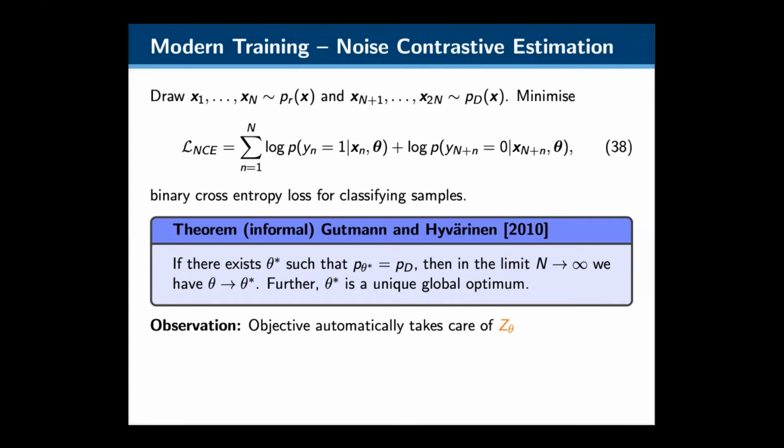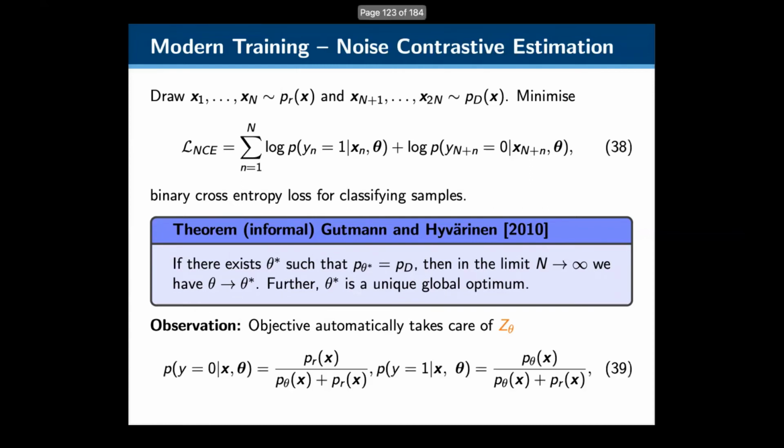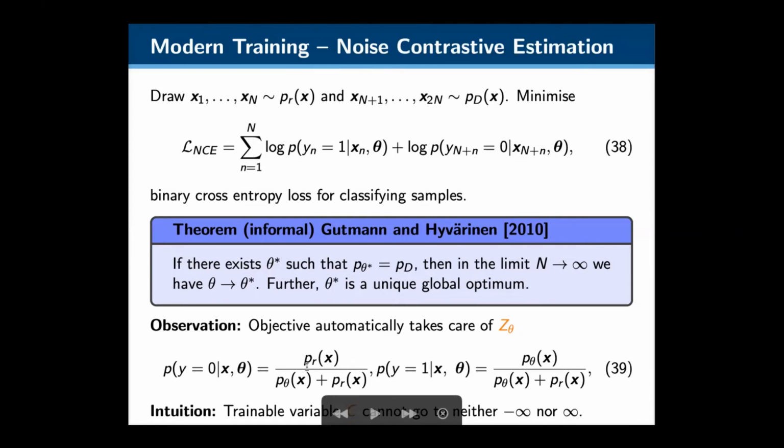And so it's remarkable in a sense that this objective, this training scheme automatically takes care of Z theta. But you can get some intuition as to why that happens if you look at the classification probabilities. So the trainable variable C cannot go to either negative infinity or to infinity, because if either of these things happened, then it would completely misclassify either the reference data or the true data.